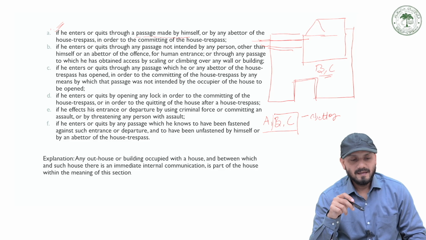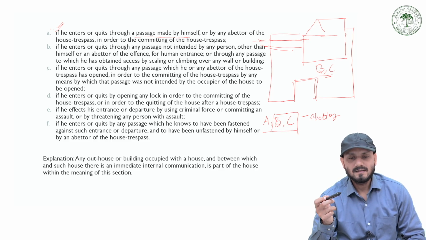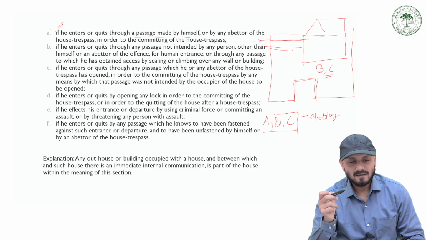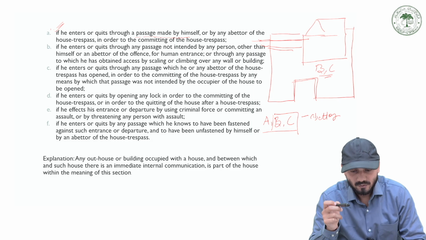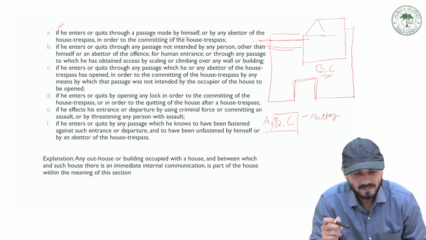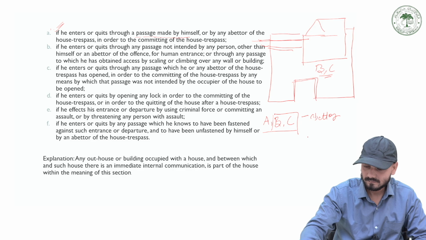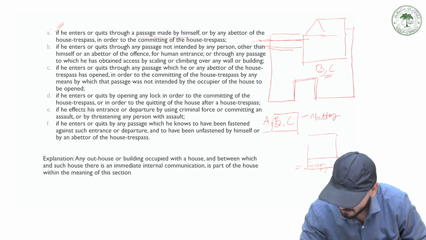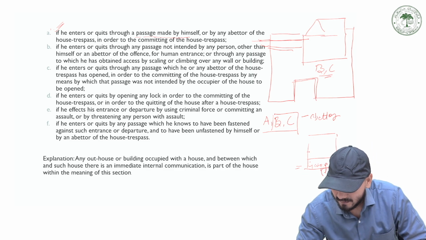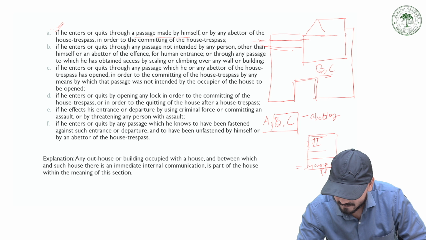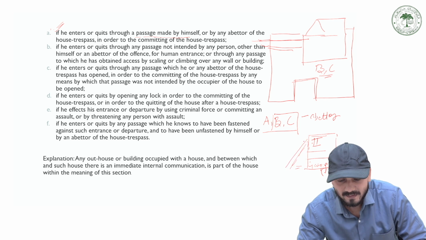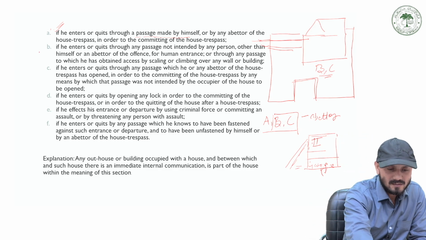Second, if he enters or quits through any passage not intended by any person other than himself or an abettor of the offense for human entrance, or through any passage to which he has obtained access by scaling or climbing over any wall or building. This is a house. The ground floor, there is a garage. First floor, second floor. A family lives here on the second floor. The offender climbs this with the use of a ladder. This case comes under this second situation.